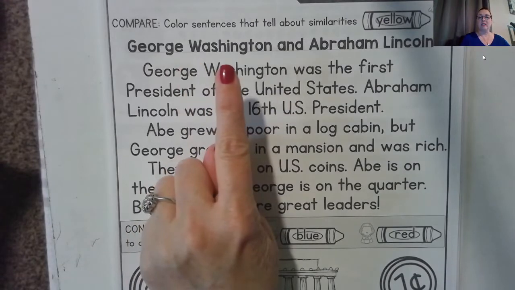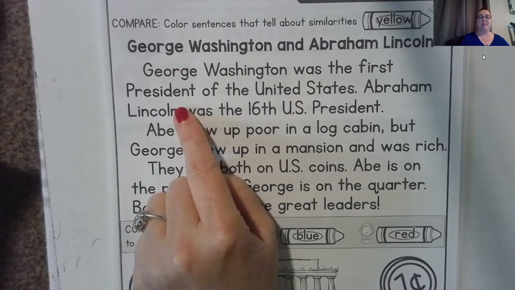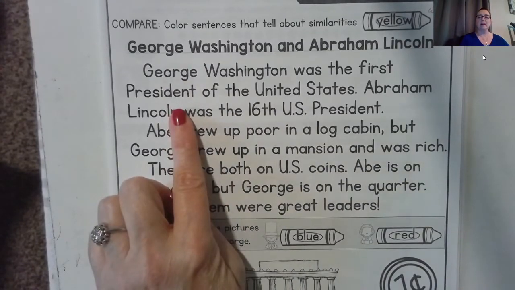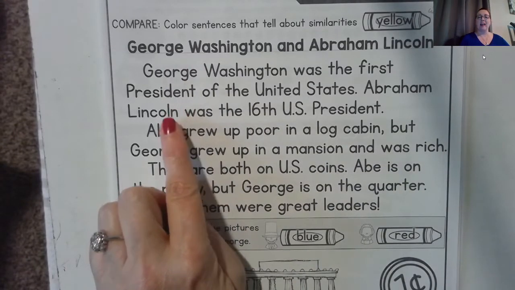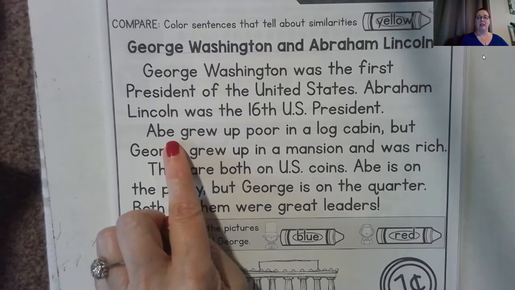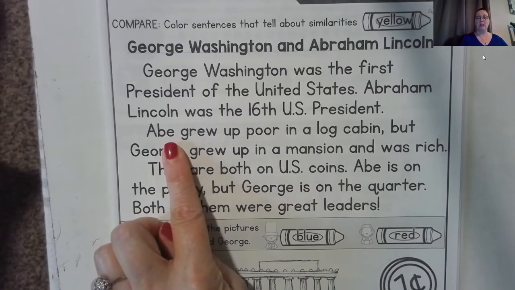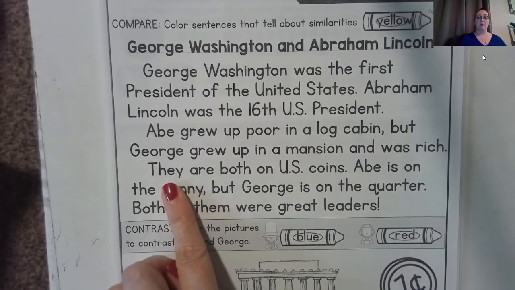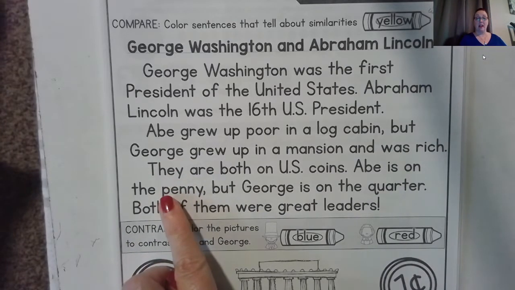George Washington and Abraham Lincoln. George Washington was the first president of the United States. Abraham Lincoln was the 16th U.S. president. Abe grew up poor in a log cabin, but George grew up in a mansion and was rich. They are both on U.S. coins. Abe is on the penny, but George is on the quarter. Both of them were great leaders.